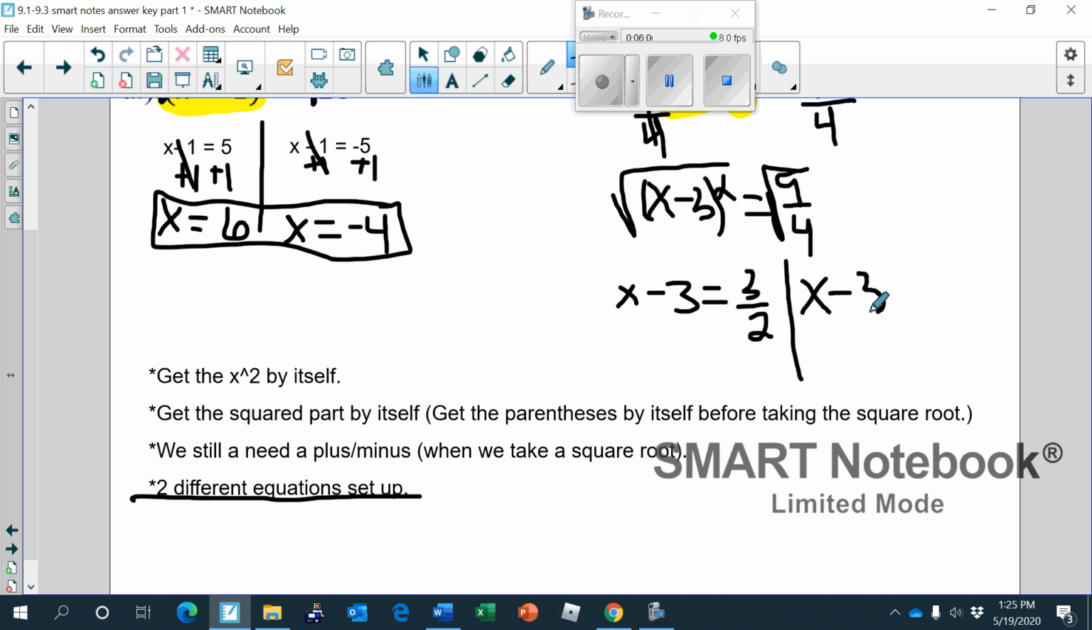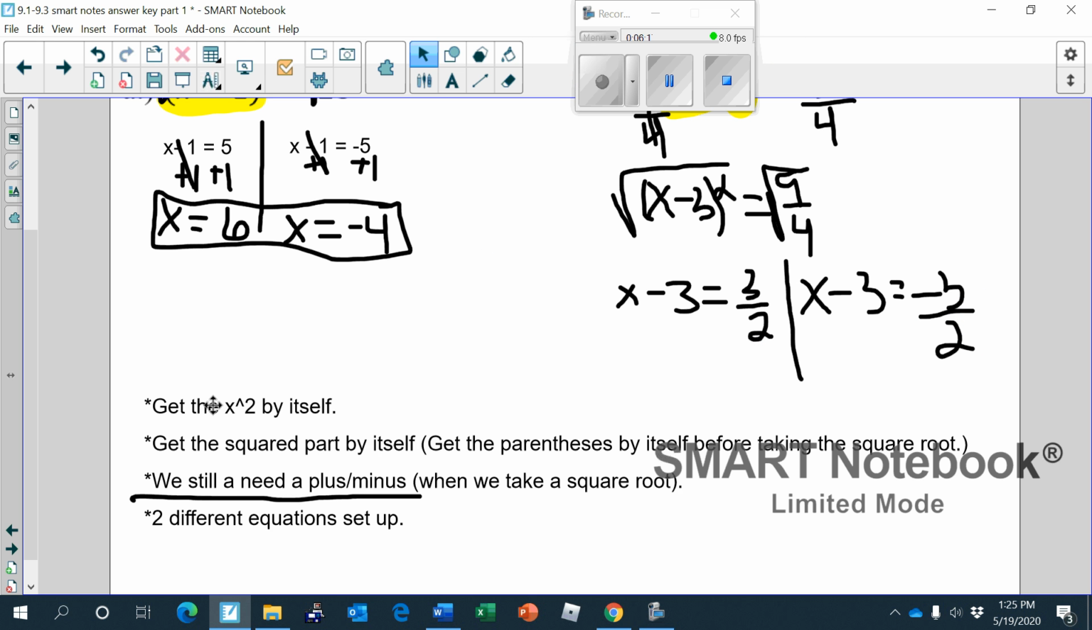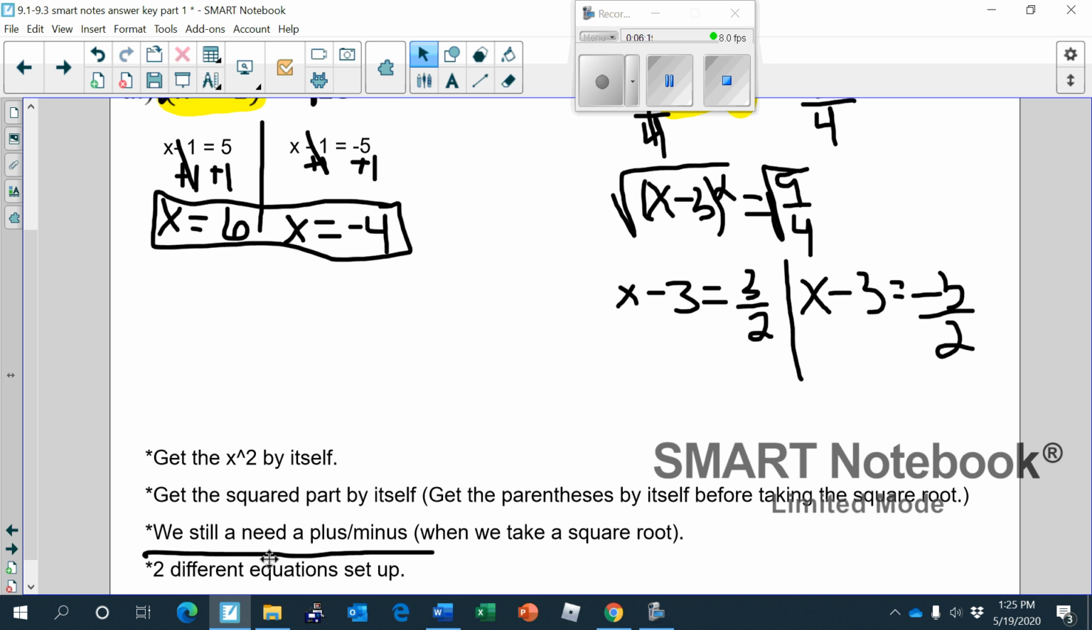Good. x minus 3 is equal to negative 3 over 2. Right? Yep. You got it. Okay, let me just move this down a little bit. There we go. So now I'm going to add 3 to both sides. At this point, I probably will change this 3 over 2 to a decimal because it's a nice decimal. So I'm going to add 3, and that fraction actually is 1.5.